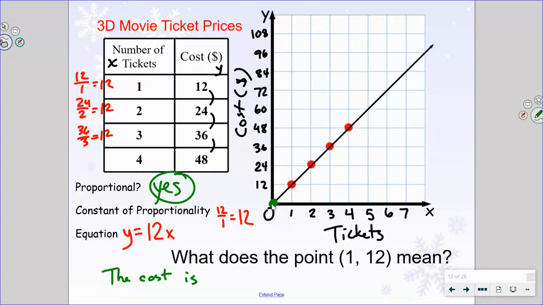Is it the 1 or the 12? Well, the cost is the $12. It's the y coordinate. Now, okay, so what does the X mean? The X is one ticket, so the cost is $12 for one ticket. Now, surely you can write a better sentence than that, but that just puts into words what these numbers mean.